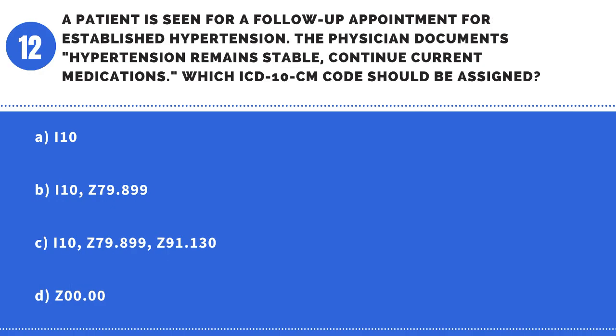Question 12. A patient is seen for a follow-up appointment for established hypertension. The physician documents hypertension remains stable, continue current medications. Which ICD-10-CM code should be assigned?